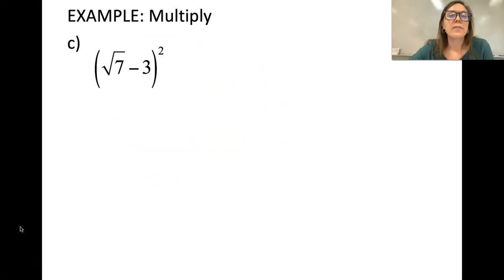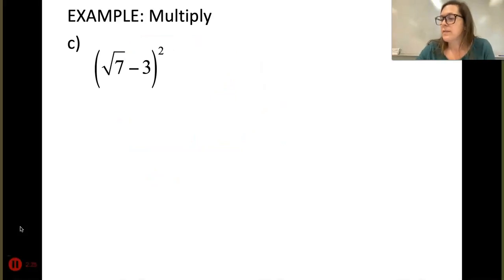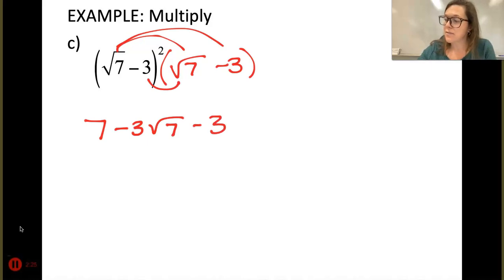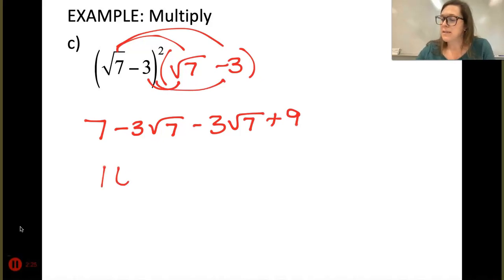Here we have the square root of 7 minus 3 being squared. So again, that's just rewriting this twice, right? So the square root of 7 times the square root of 7 is 7. Square root of 7 times negative 3 is negative 3 square root 7. Here I get another negative 3 square root 7. And here I get a positive 9.